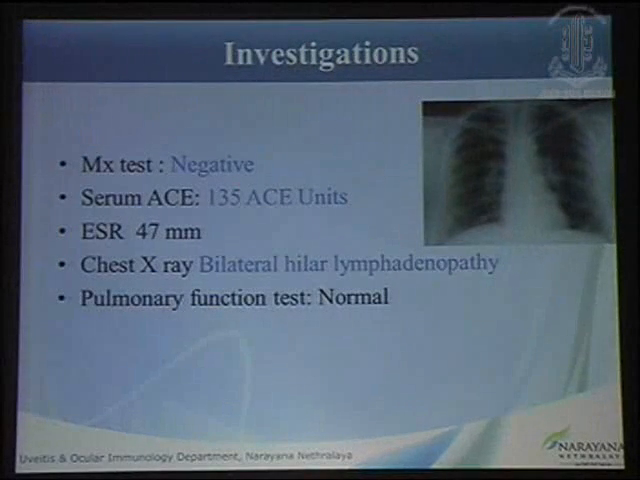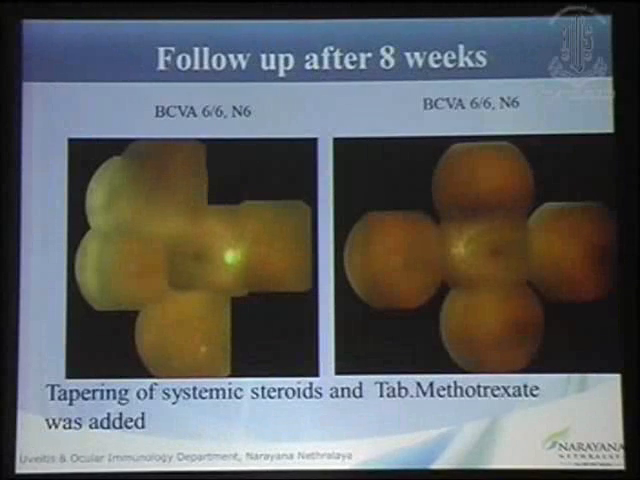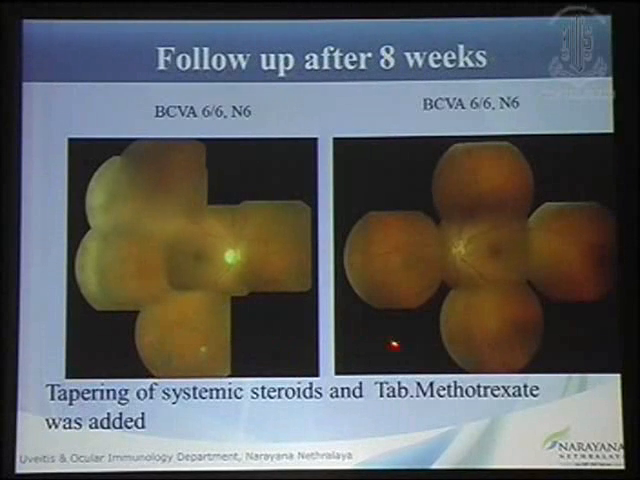On investigation, Mantoux was negative. Chest X-ray showed bilateral symmetrical hilar lymphadenopathy, with serum ACE levels of 135 units. Pulmonary function tests were normal. A diagnosis of sarcoidosis was made and she was started on topical and systemic steroid therapy. This is a follow-up after 2 months, showing resolving lesions, and with tapering of systemic steroids, we have added methotrexate for the patient.